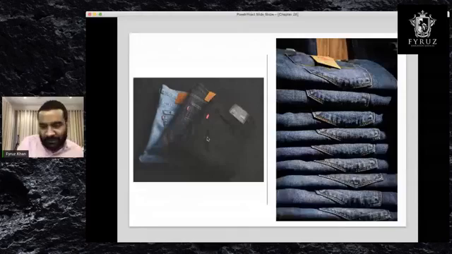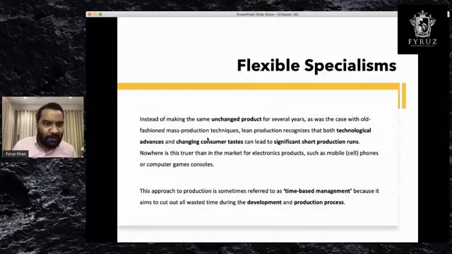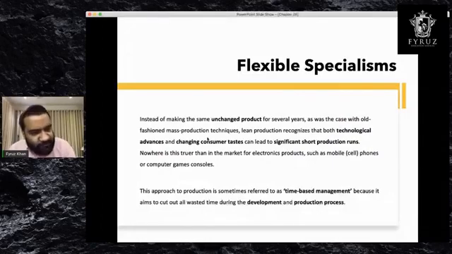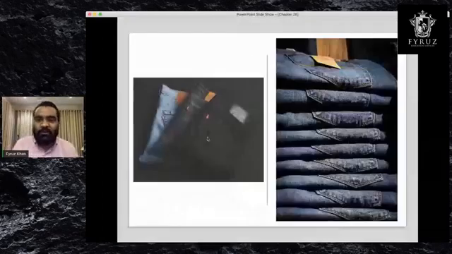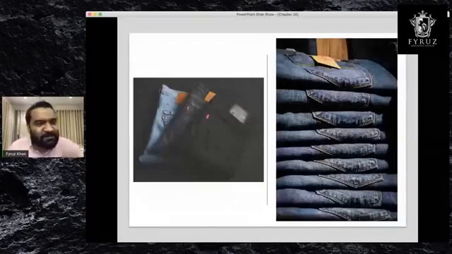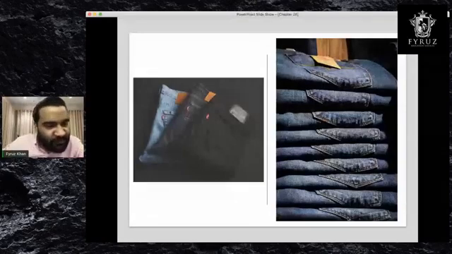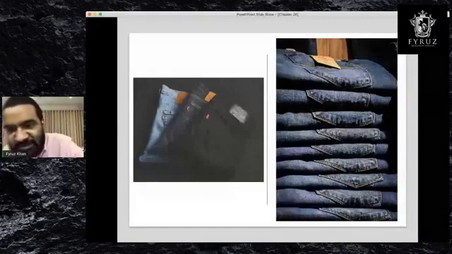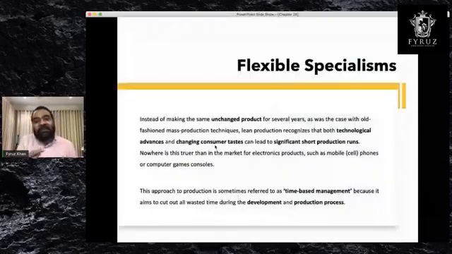It's not boring. Flexible specialism is about that, because a long time back, people just produced one product for everyone. One product, this color for everyone, and that's boring and that's not right, because my need may be different. I may not like this color. I may like the black color. Then what happens? Flexible specialism helps you to do that.